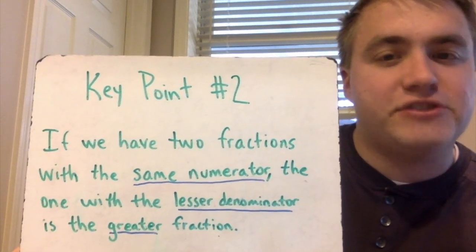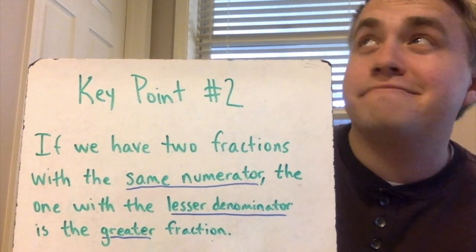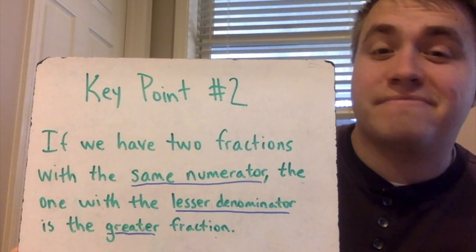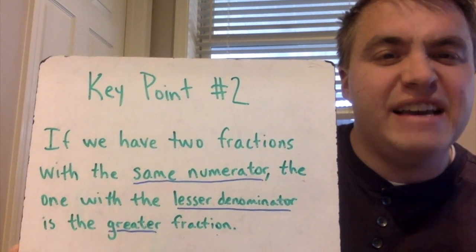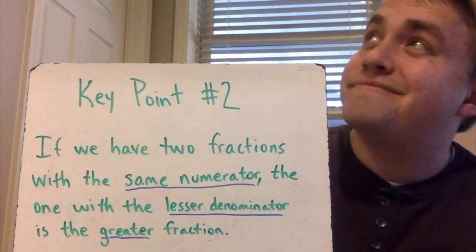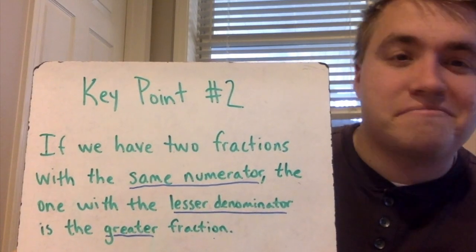Okay, again with the Dora the Explorer here, repeat after me. If we have two fractions with the same numerator, then the fraction with the lesser denominator is the greater fraction. Awesome.